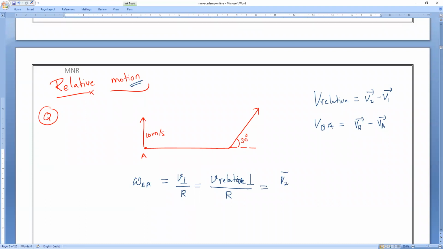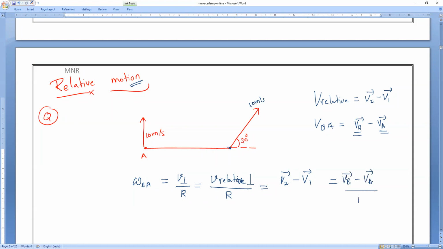V2 minus V1. So now observe very carefully. V1 means, we all know, VB, okay. So what is the VB value? We all know that if it is moving with 10, then B is also moving with 10 meter per second. So VB they're asking. So V2 means VB, or else I can write VB minus VA.